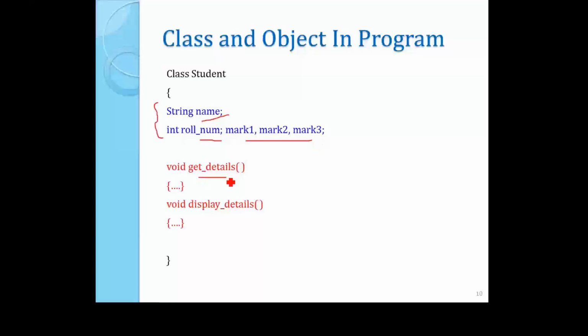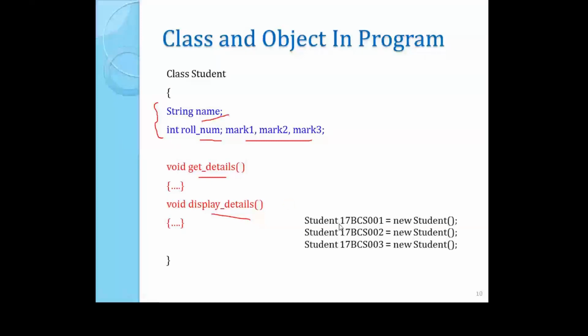Now each and every student is physically existing. Those students will be considered as objects. So how to define them? Just say this: we have student followed by roll number, which is equal to new student. So this is how you will define objects for the student class. So every student, like 17 BCS or 18 BCS, whatever it is, BCS not 1 will be object 1. This is object 1, and here the second object is not 2, and the third object is 3.